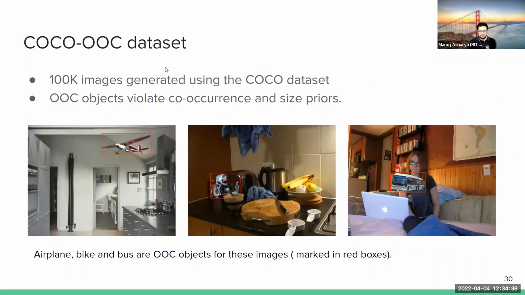So before showing some results on some existing datasets, I want to introduce our dataset that we specifically made for out of context detection, where we have 100K images generated using the COCO dataset, meaning the in context objects and out of context objects both fall within COCO. The out of context objects usually violate the co-occurrence and size priors, right? So it's not really ideal that the airplane is within a kitchen, right? All of these bounding boxes refer to out of context objects.